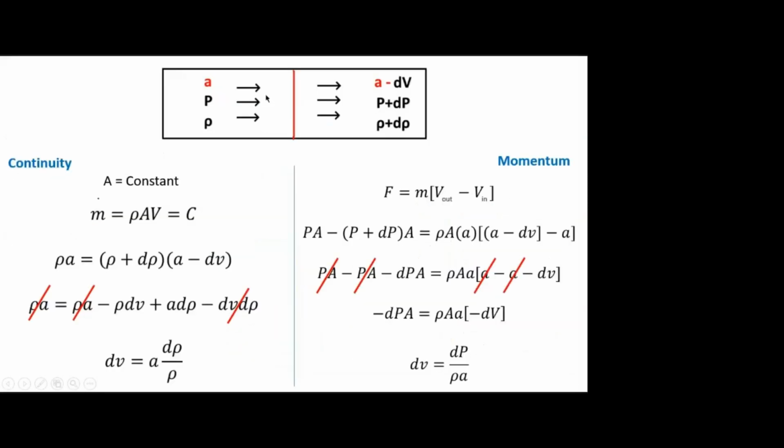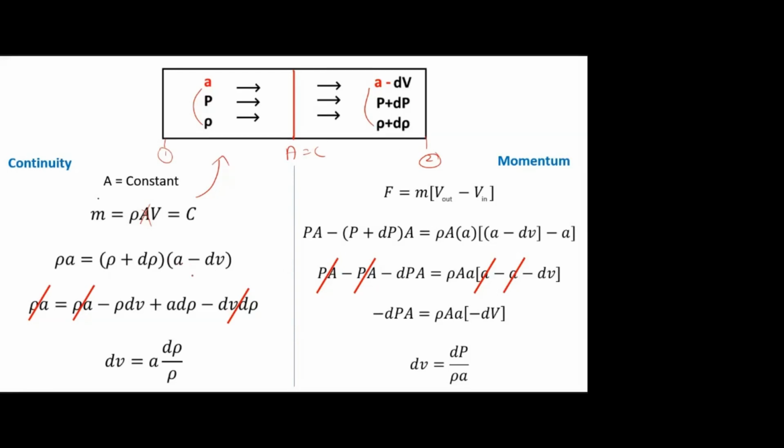The same thing I mentioned here. In station 1, I have a velocity A, P, rho. Station 2, these are all the conditions with the stationary wave. Now we can apply continuity and momentum. Here the area is constant, so it is simply rho V is equal to constant. If you apply this equation to this control volume, it is simply rho A is equal to (rho plus d rho) into (A minus dV). Both sides we are applying it.